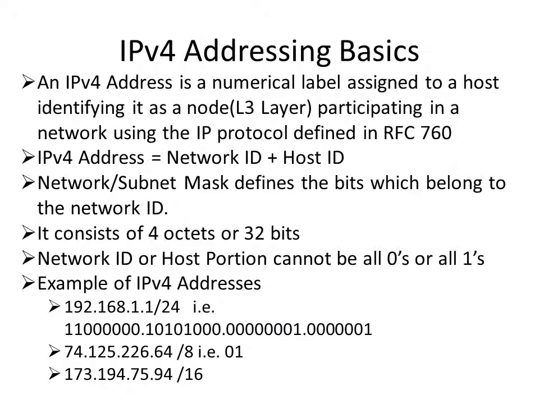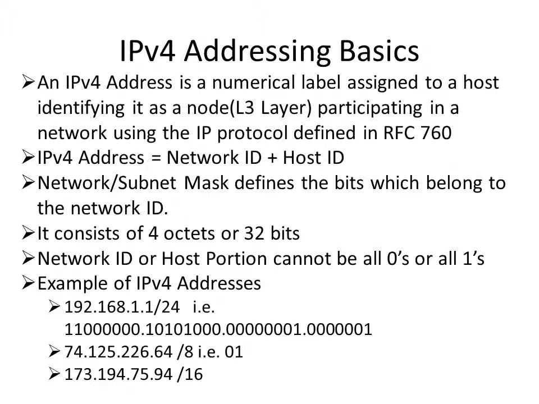In this slide, we cover the basics of IPv4 addressing. So what is an IPv4 address? It is a numerical label assigned to a host, identified as a node on layer 3, participating in a network using the IP protocol defined in RFC 760. An IPv4 address is composed of two parts, the first being the network ID followed by the host ID. The network or subnet mask defines the bits which belong to the network ID.